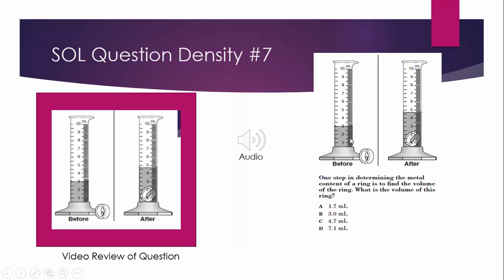In this question, you're being asked to find the volume of the ring. In the picture, you notice a graduated cylinder filled up with water, and the level is equal to 3. The object, the ring in this case, is placed into the graduated cylinder, causing the water level to rise to 4.7. This is called using the water displacement method. You take the after amount, 4.7, minus the before amount, 3, and your best answer is A, 1.7 milliliters.